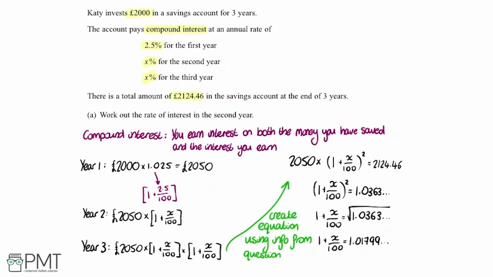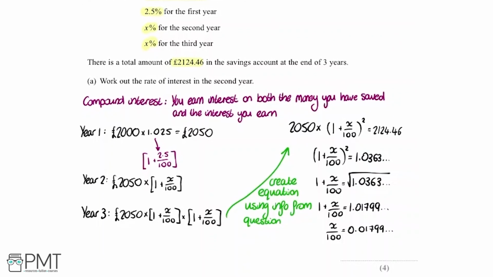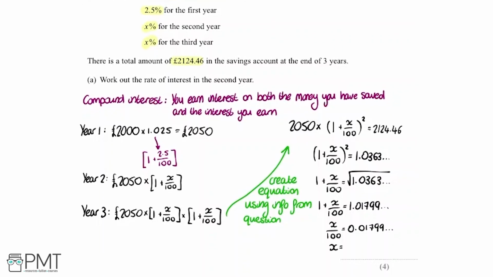So I'm going to put that into the calculator and we get that is 1.01799... So now if I subtract 1 from both sides, we get that X over 100 equals 0.01799... And multiplying both sides by 100, we get that X equals 1.799... which equals 1.8 if we round to one decimal place.